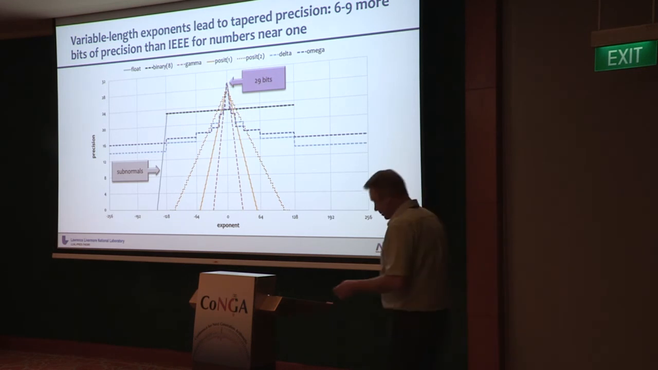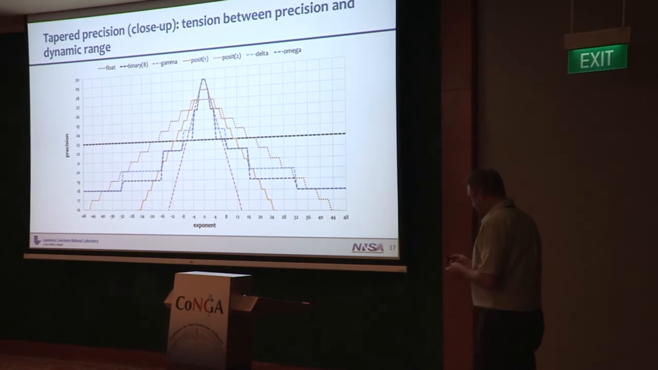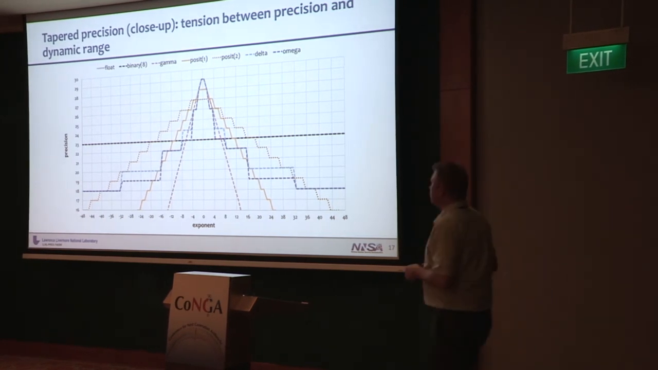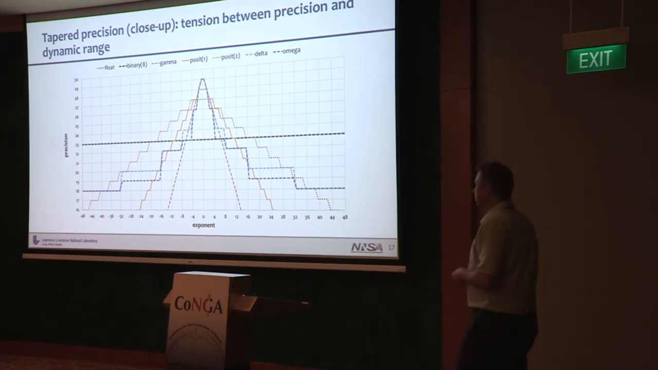Using these other types, I'm actually going to zoom in on this a little bit. What you're seeing here is that some of these types support as much as 29 bits of precision. So you get 6 more bits of precision over IEEE when the exponent is 0 or near 0.